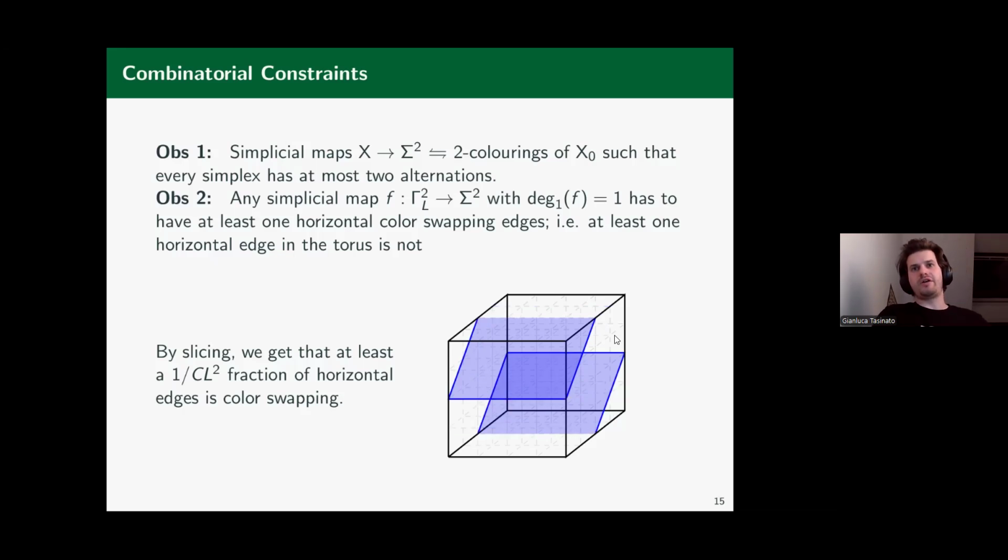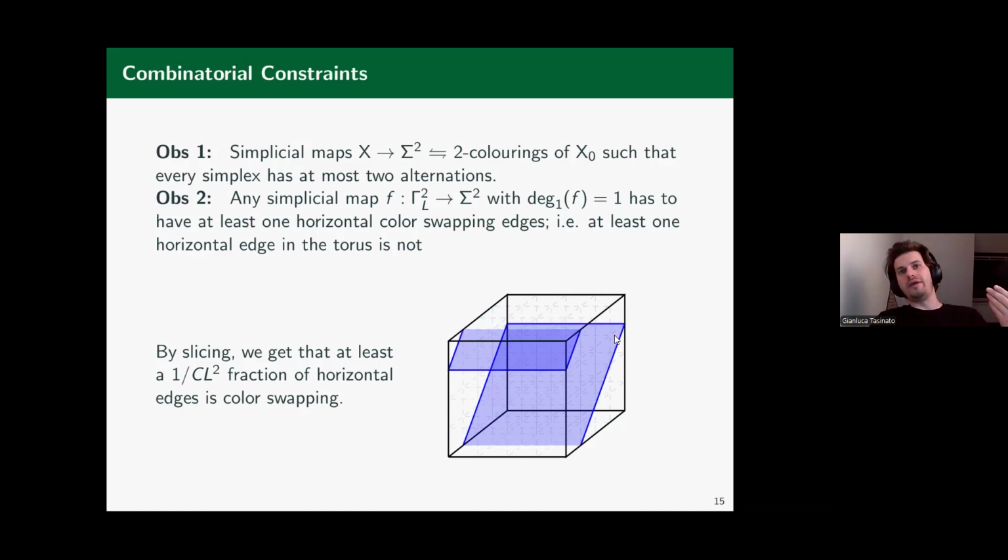And we slice it here. Higher, we get a new color swapping edge that was not counted before. We get a new one. Therefore, overall, we get that roughly a 1 over L squared fraction of the horizontal edges are color swapping if the horizontal direction is interesting, is essential.